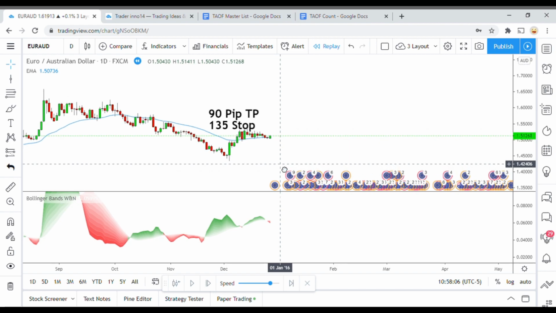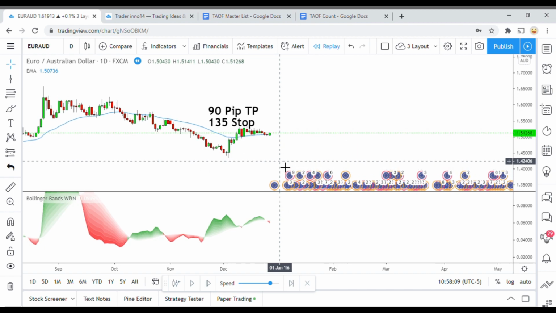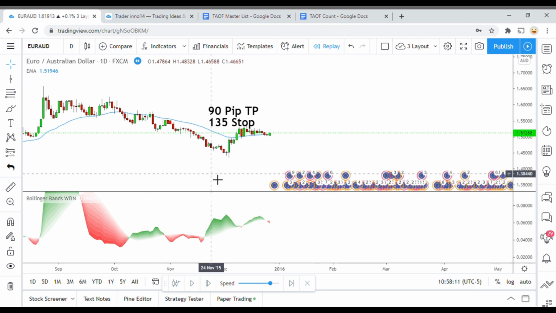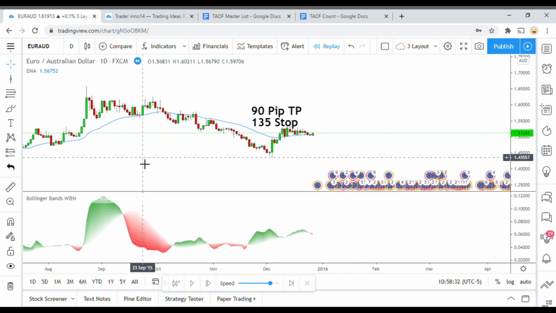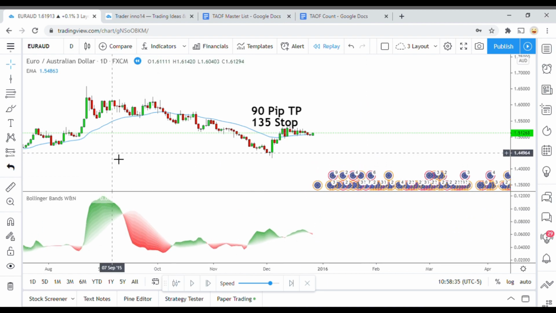All right, so today's indicator is the Bollinger Band wide and narrow indicator. This is the same indicator that we tested in the last video. If you watched that video, then you know that we discussed how the Bollinger Band wide and narrow was measuring the expansion and contraction of the Bollinger Bands.